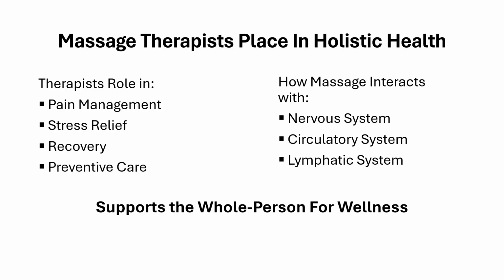Circulatory system, lymphatic system, our detox system, our heart system, foundation system, nervous system, circulatory system, all about the blood. The lymphatic system runs along the same pathway as the circulatory system, but the lymphatic system is all about waste and getting rid of extracellular fluid. So this whole thing, holistic health, is about supporting the whole person for wellness.